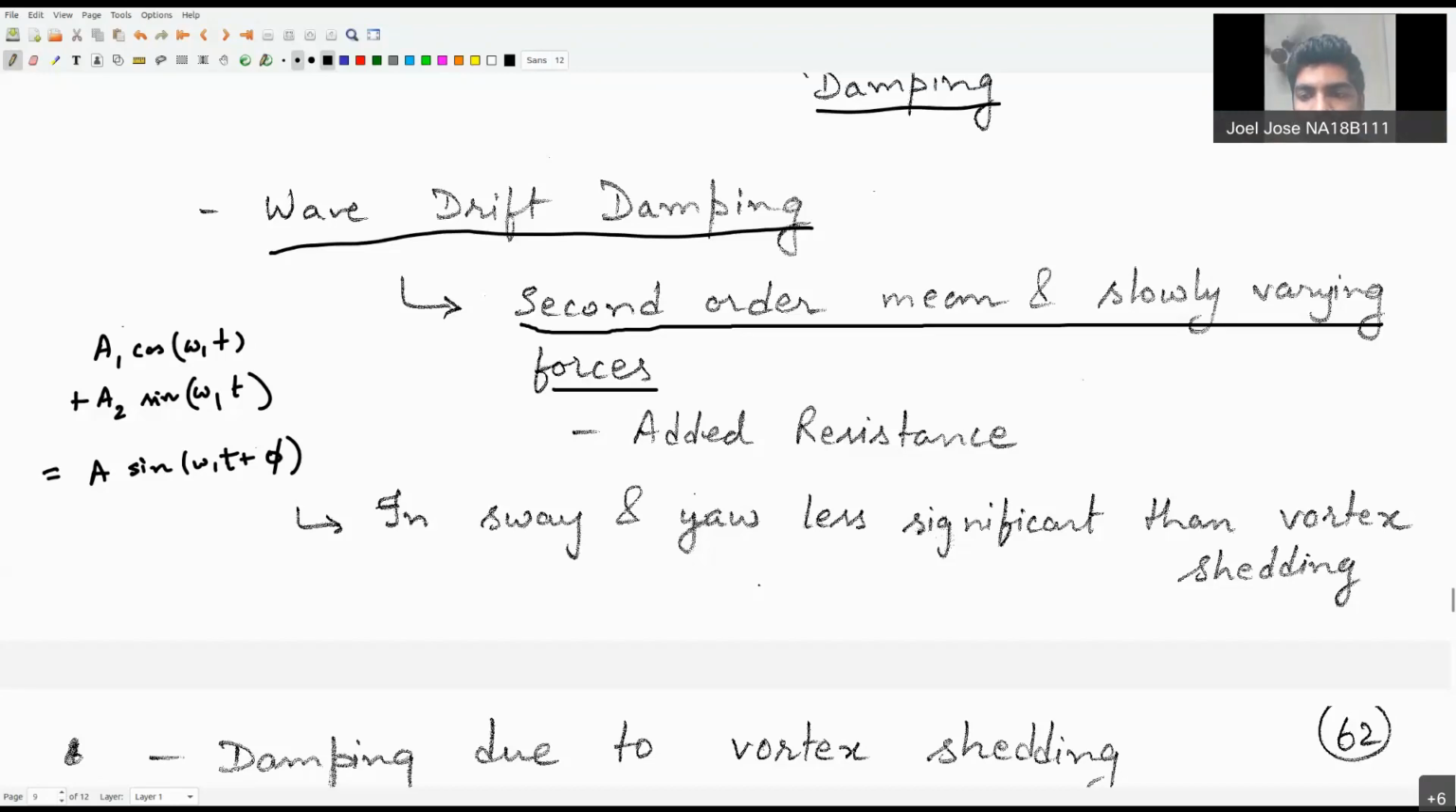One at a time. Sir, I got A1 equals A2 cos phi. No, but I wanted A1 in terms of A and phi. Sorry, sir. A equals A2 cos phi.